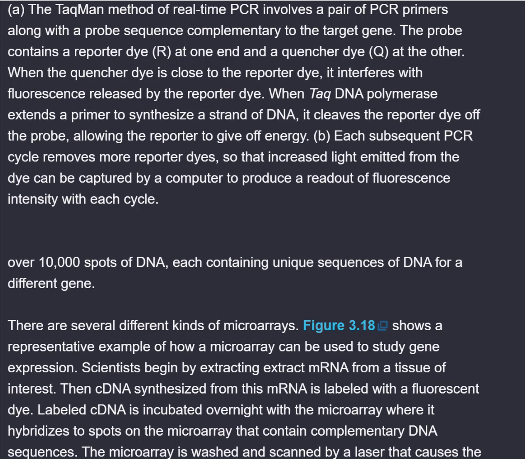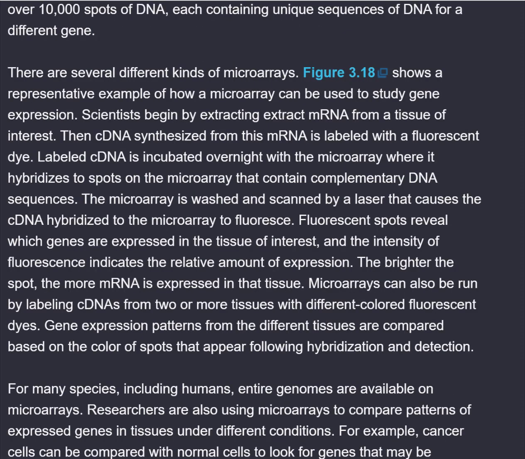B. Each subsequent PCR cycle removes more reporter dyes, so that increased light emitted from the dye can be captured by a computer to produce a readout of fluorescence intensity with each cycle.